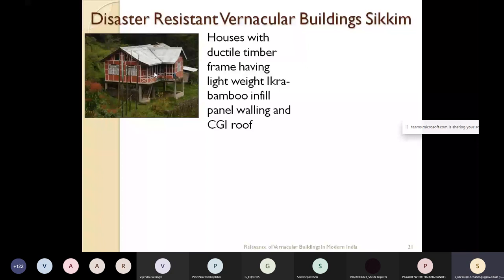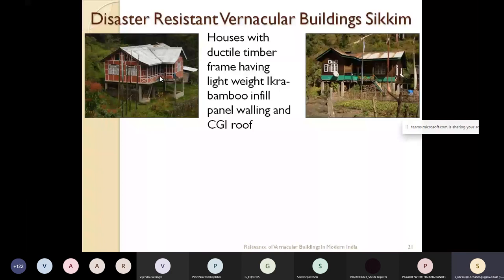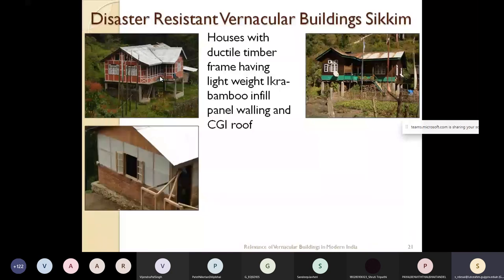It used to be plastered with mud mixed with lime, and now, of course, cement plaster is also done. And here is a little more modern northeast house, with panels again within the timber frame, but I think these are maybe cement sheet panels. So obviously modern things come and things are going to change. So it's a mix of cement and traditional system.